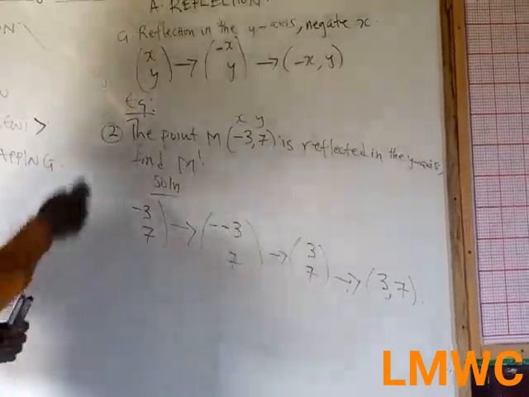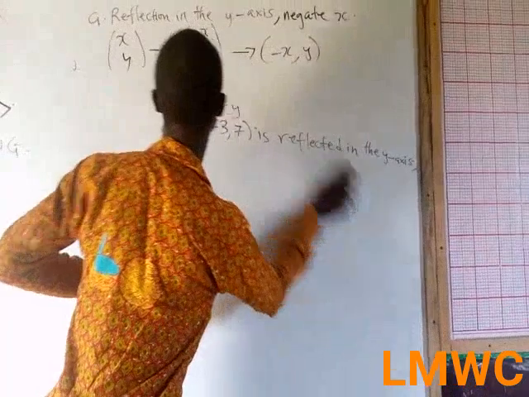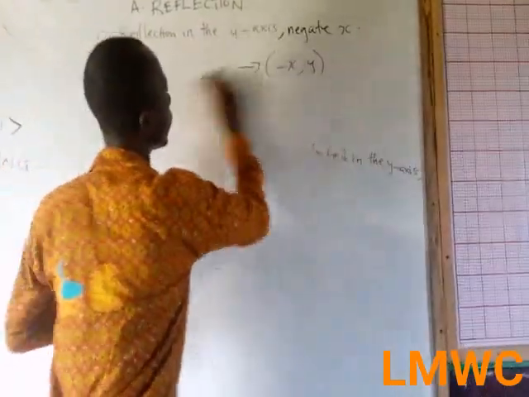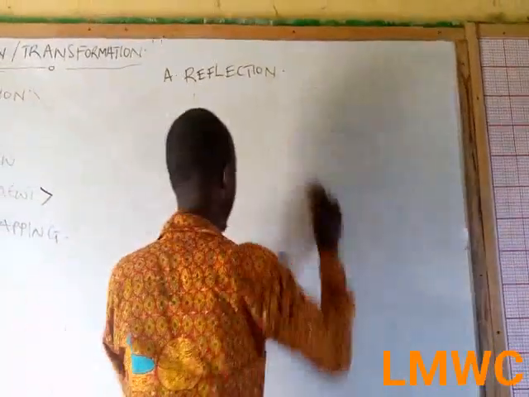Now the third one is reflection in the line x equals 0. Third one, which is C.